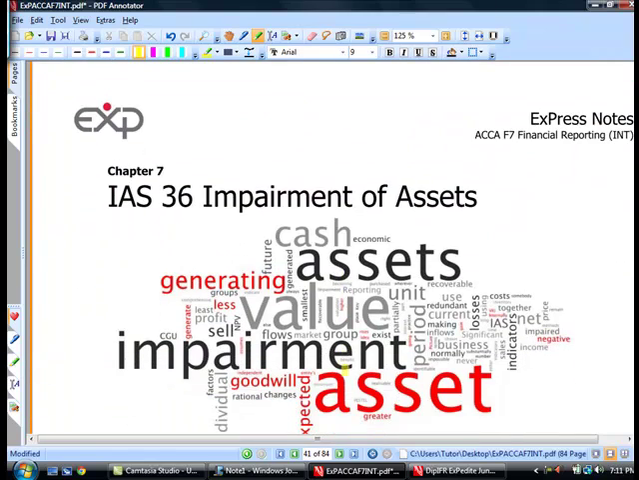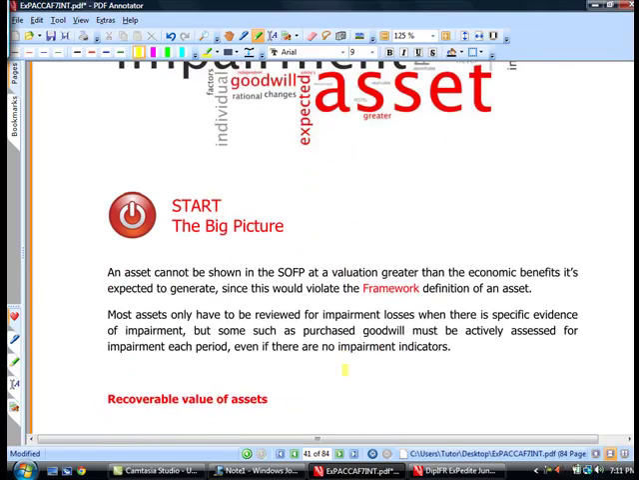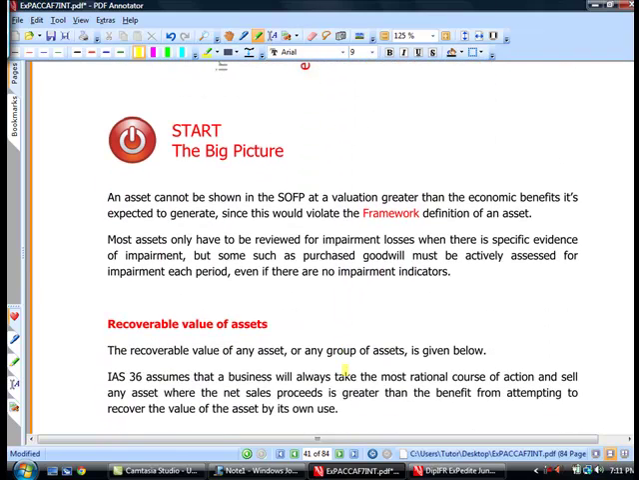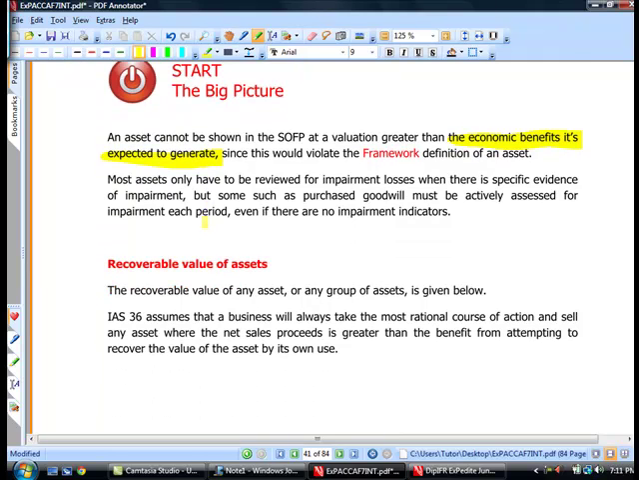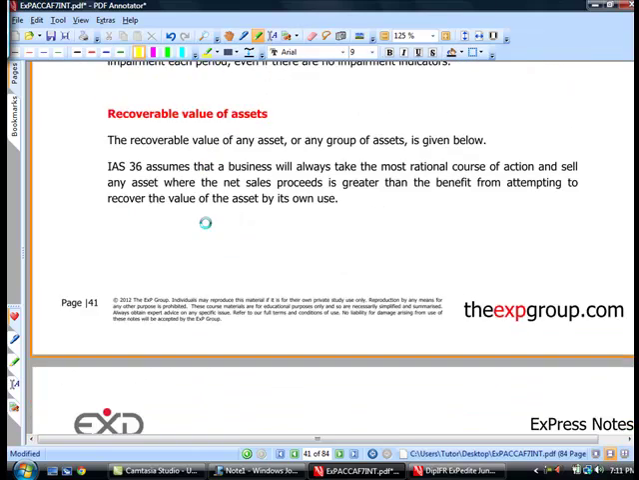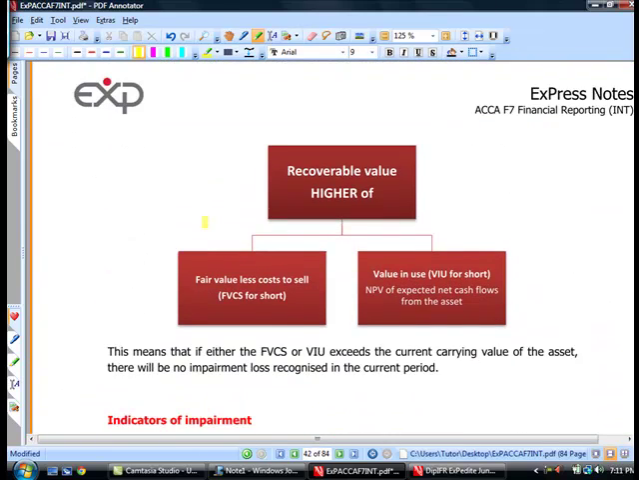IAS 36 deals with impairment of assets. Again, I cannot show an asset at the end of the reporting period at an amount which is higher than the future economic benefits which I'm expecting the asset to generate. That is again in line with the definition of an asset in the framework. So how can I recover the value of an asset? There are two sides of it.